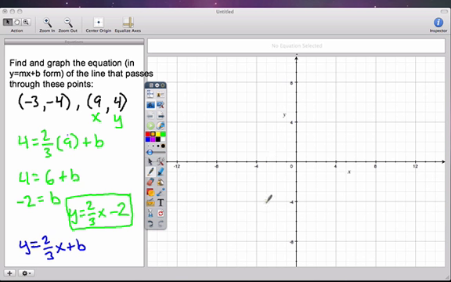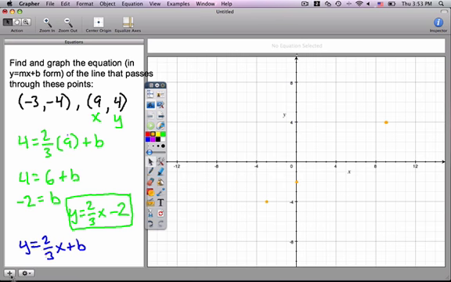(-3, -4) is here. Let's mark that. And we've got another point, (9, 4). So we go over to our graph, (9, 4) is there. And we also know, now that we have y equals mx plus b, we know b is our y-intercept. Okay, so our y-intercept is -2, and we can mark that. So if we connect these points, we should get a line that goes through all 3 points.